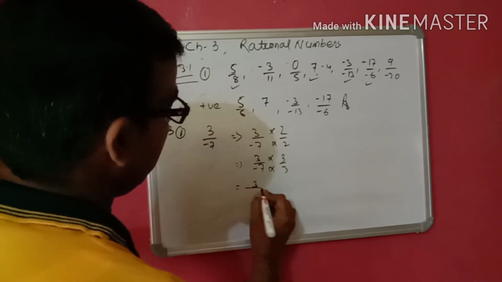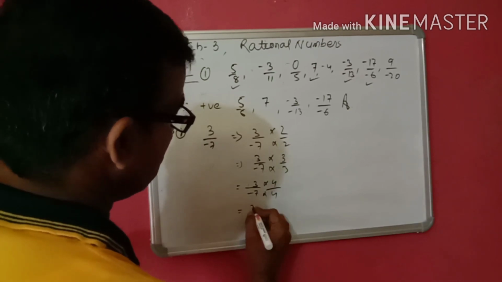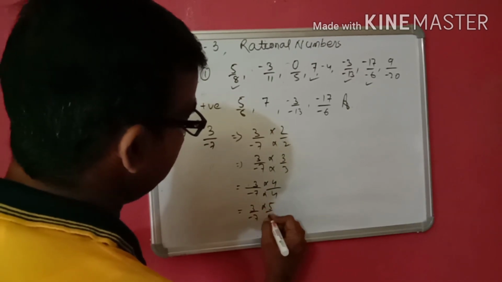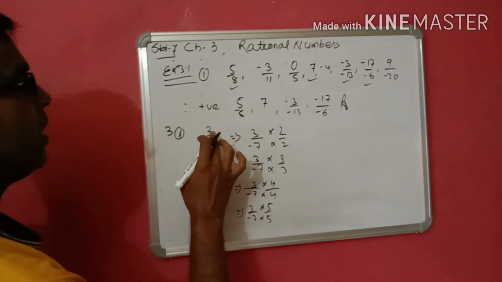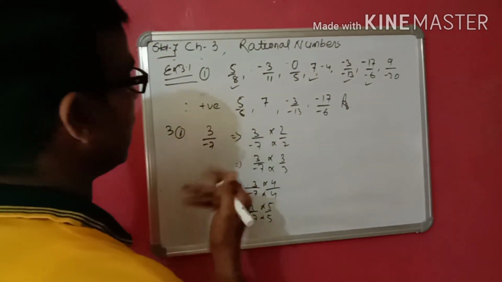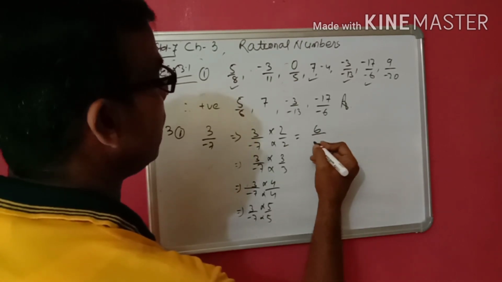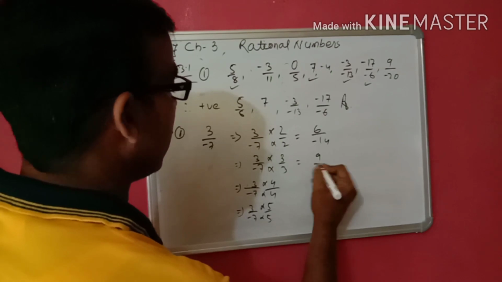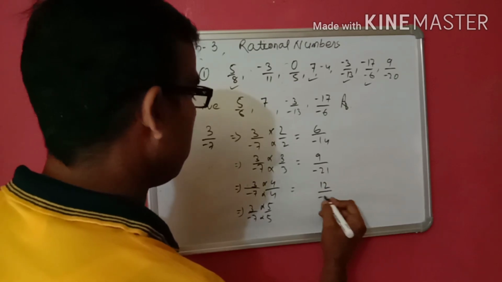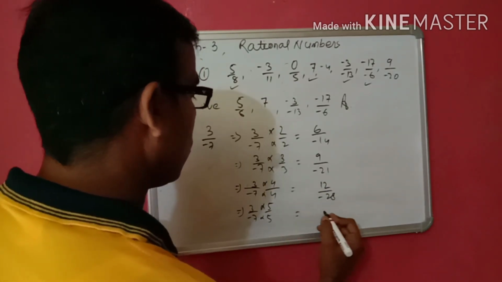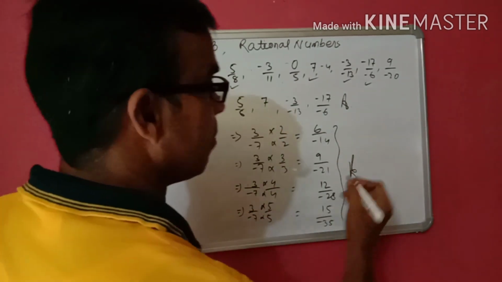Now 3 by minus 7 into 4 by 4, and 3 by minus 7 into 5 by 5. Means these are the following 1, 2, 3, 4. Because 3 by minus 7 into 1 by 1 will come the same only. So 3 by minus 7 gives 6 by minus 14, 9 by minus 21, 12 by minus 28, 15 by minus 35. These are the equivalent rational numbers. Please write down.